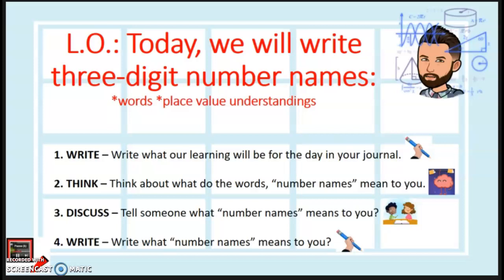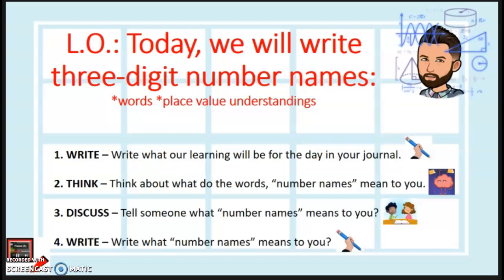Alright class, our learning today, we're going to be writing those 3-digit number names. We're going to be using words and always making sure we understand place value. 4 things. Number 1, write what we're learning in your journal. 2, think about what those words mean, number name.